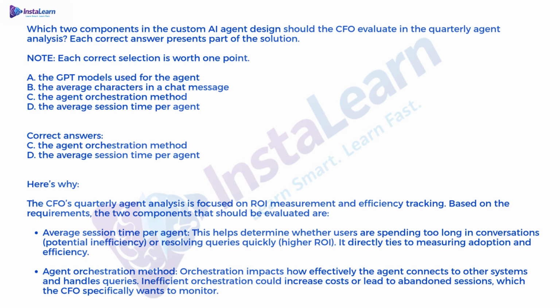Here's why. The CFO's quarterly agent analysis is focused on ROI measurement and efficiency tracking. Based on the requirements, the two components that should be evaluated are average session time per agent. This helps determine whether users are spending too long in conversations, a potential inefficiency, or resolving queries quickly, higher ROI. It directly ties to measuring adoption and efficiency. Agent orchestration method. Orchestration impacts how effectively the agent connects to other systems and handles queries. Inefficient orchestration could increase costs or lead to abandoned sessions, which the CFO specifically wants to monitor.